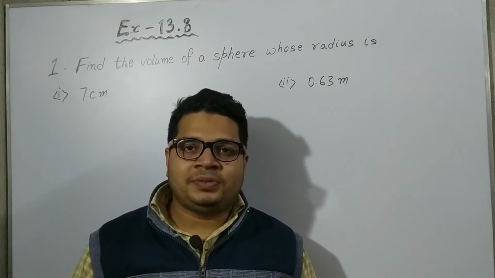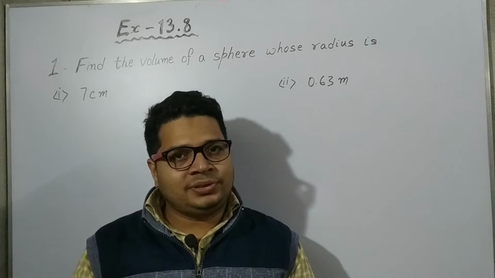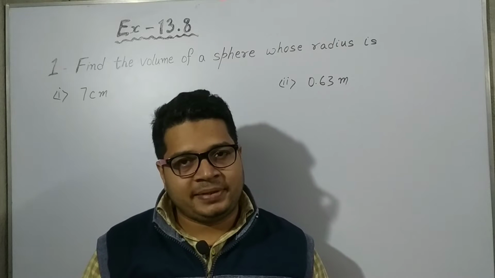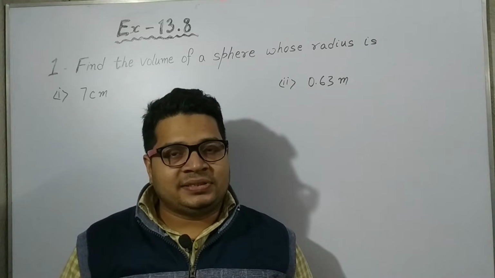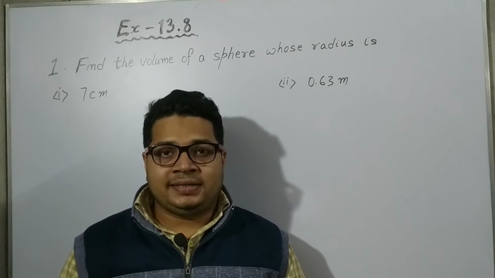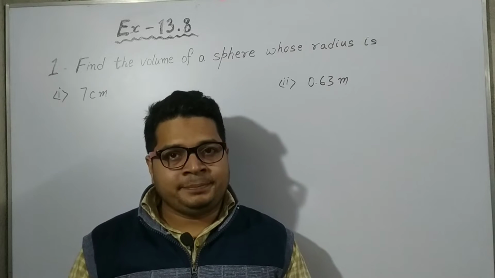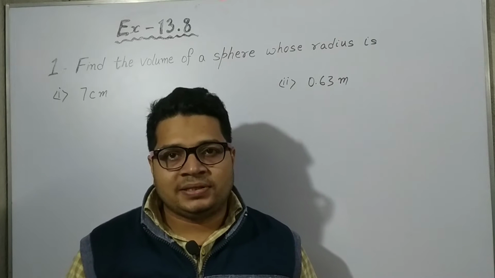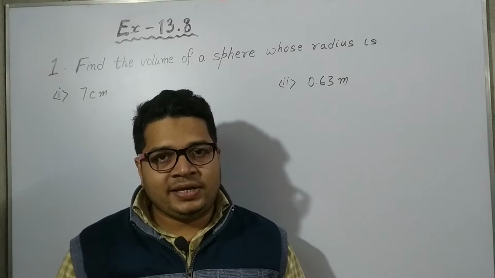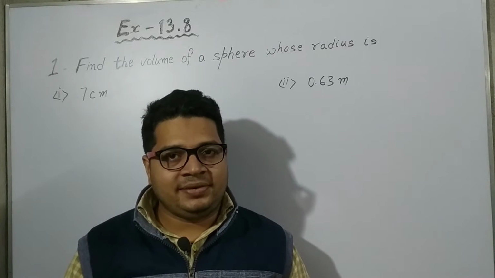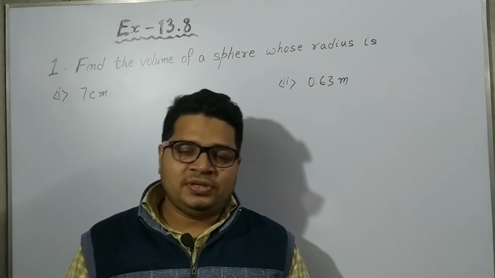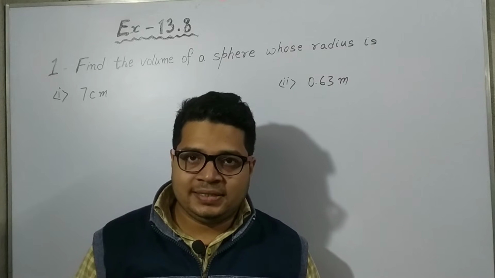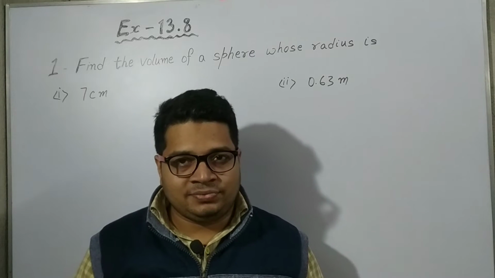Students, it is clear from the thumbnail of the video that today we are going to start a new exercise of your class 9th NCERT mathematics textbook. The first question of this exercise 13.8 is also written on the board, in which you are asked to find the volume of a sphere of the given radius. Two different radii of a sphere are given and you have to find the volume. Which formula is applicable here? How can you solve this question very effectively and easily? You will see in this video today.